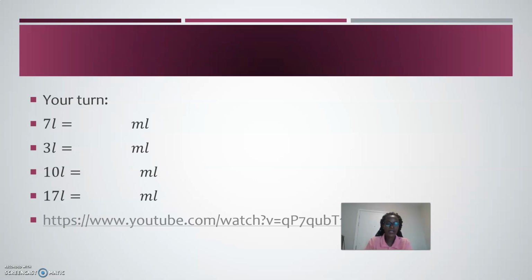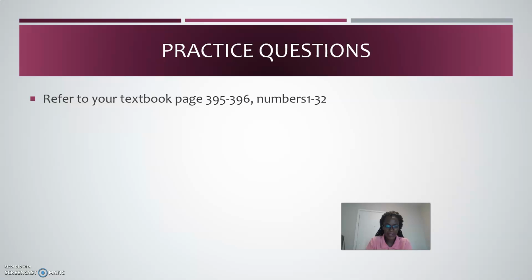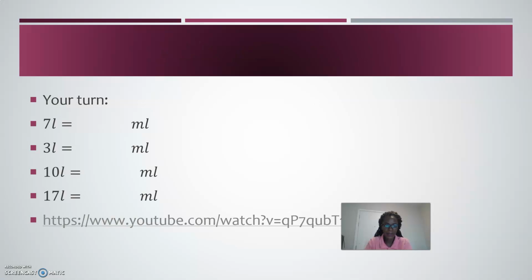Okay, so the next one, this is your turn. At this point you can pause the video, or go back to your slides and do this by yourself. I want you to convert 7 liters into milliliters or 3 liters into milliliters. You see, these ones would be very easy, especially if you're breaking it down into the addition ones, because for 7 liters you'll add 1 liter 7 times. For 3 liters you'd add 1 liter 3 times. But for 10 liters it's going to be a bit too much. So this is where the multiplication comes in, right?